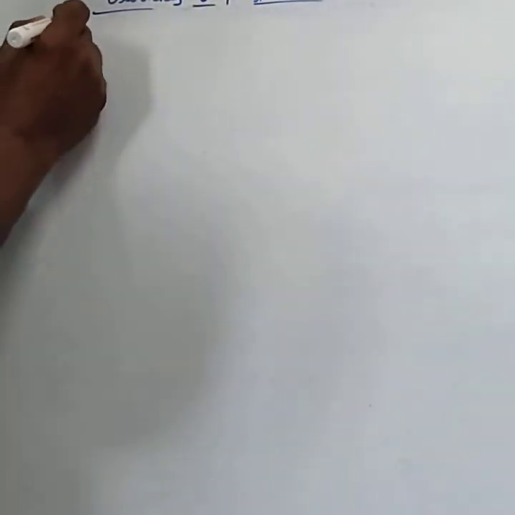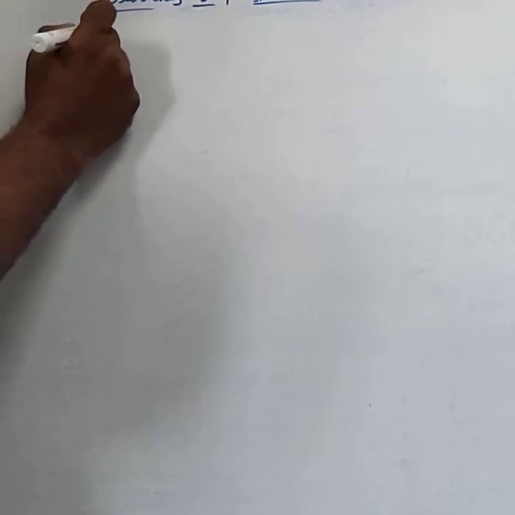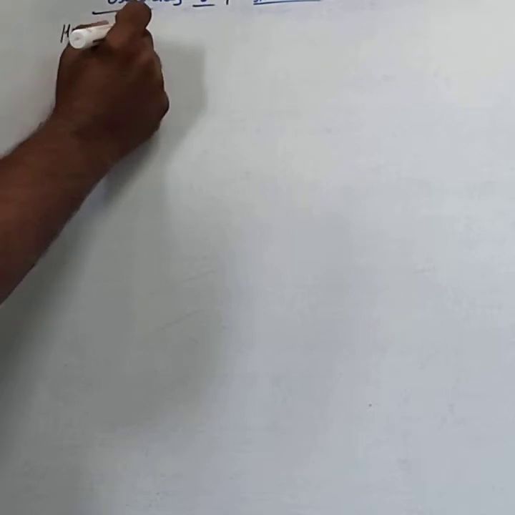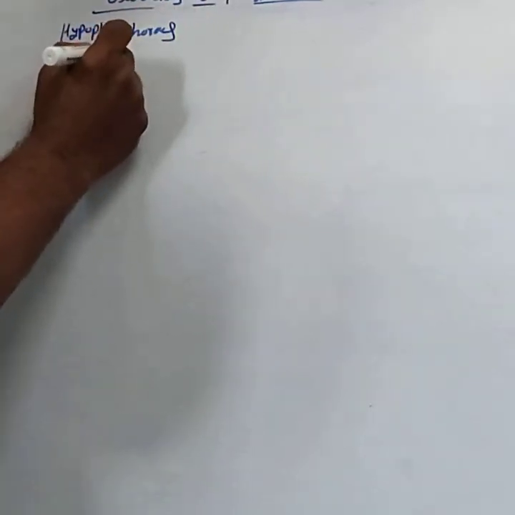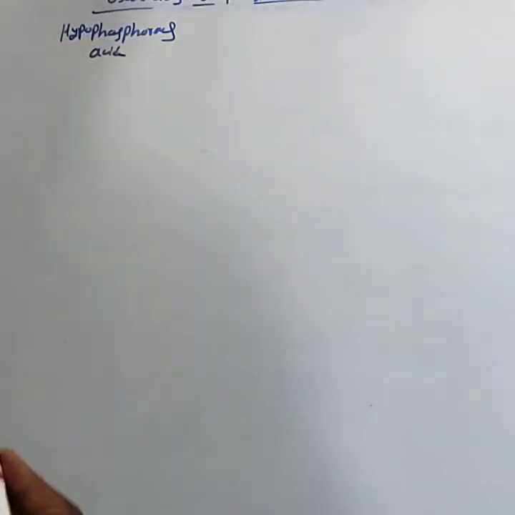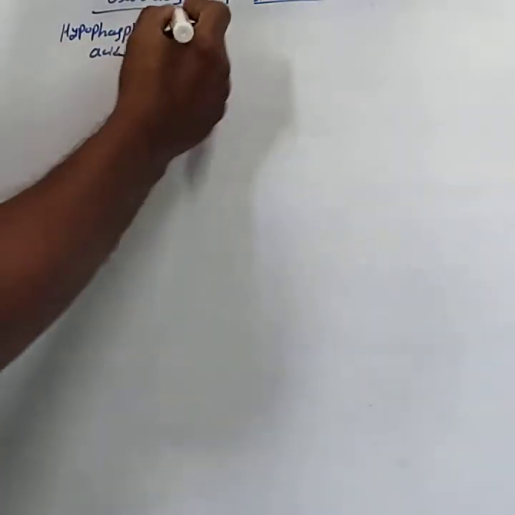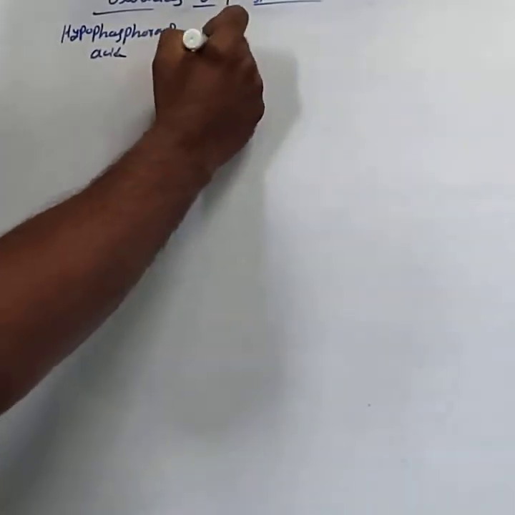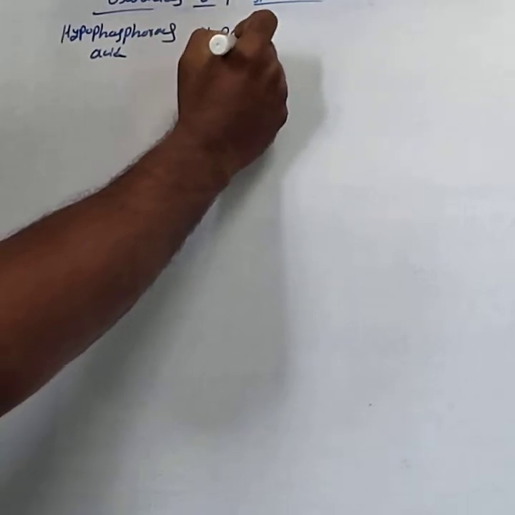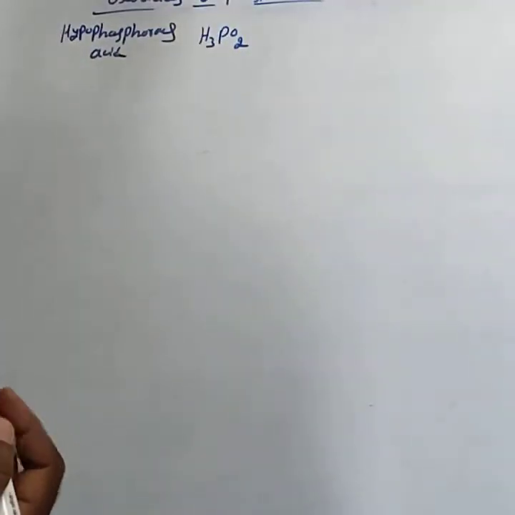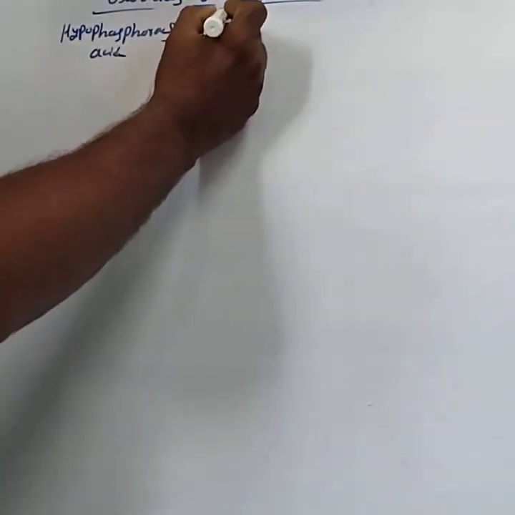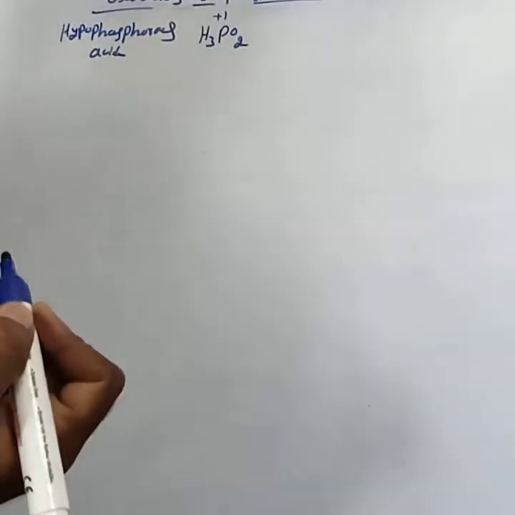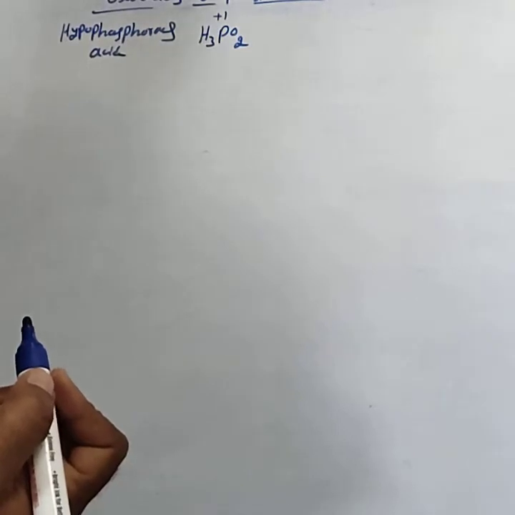For example, the first one is hypophosphorus acid. Hypophosphorus acid formula is H3PO2. The oxidation state of phosphorus is +1.